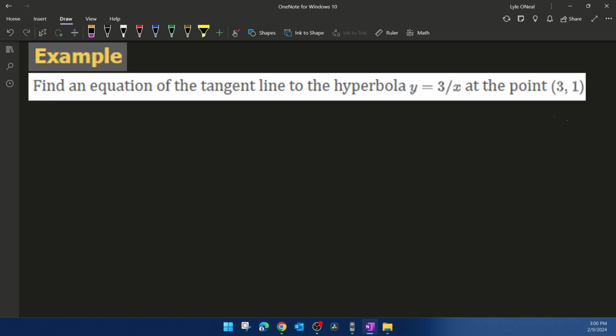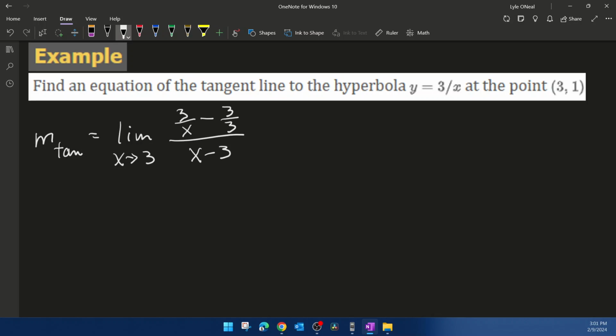And if I want to find the equation of the tangent line, the first thing I need is the slope of the tangent. But at this point, the formula for finding that is the limit as x approaches a. Remember, the a is the x of the ordered pair you're concerned with, of f of x, which in this case is 3 over x, minus f of a, which would be 3 over 3, all over x minus a.